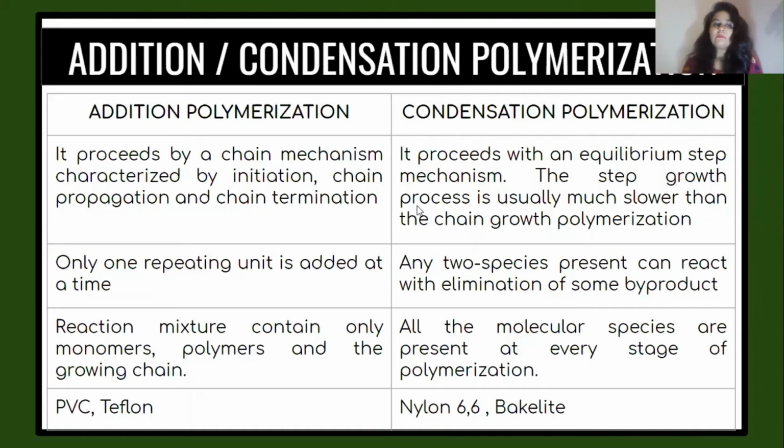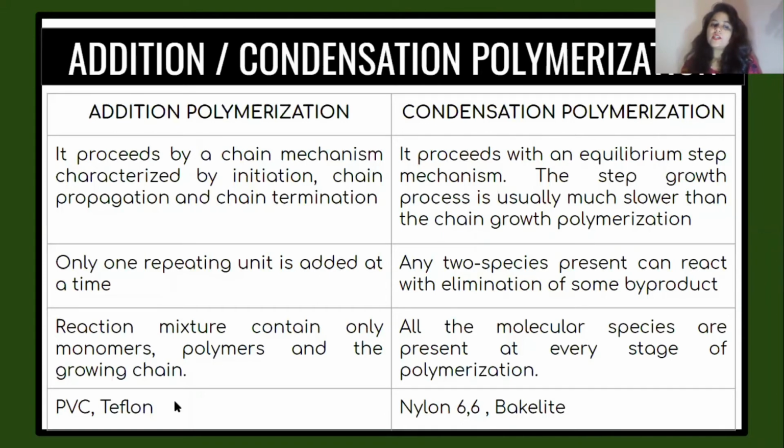Then the second point is, at every subsequent level, only one repeating unit has to be added. However, in the case of condensation, any two species can react with one another, and then it will lead to the elimination of some byproduct. Like I discussed in the previous slide, the byproducts can be water, ammonia, or HCl, which is hydrochloric acid.